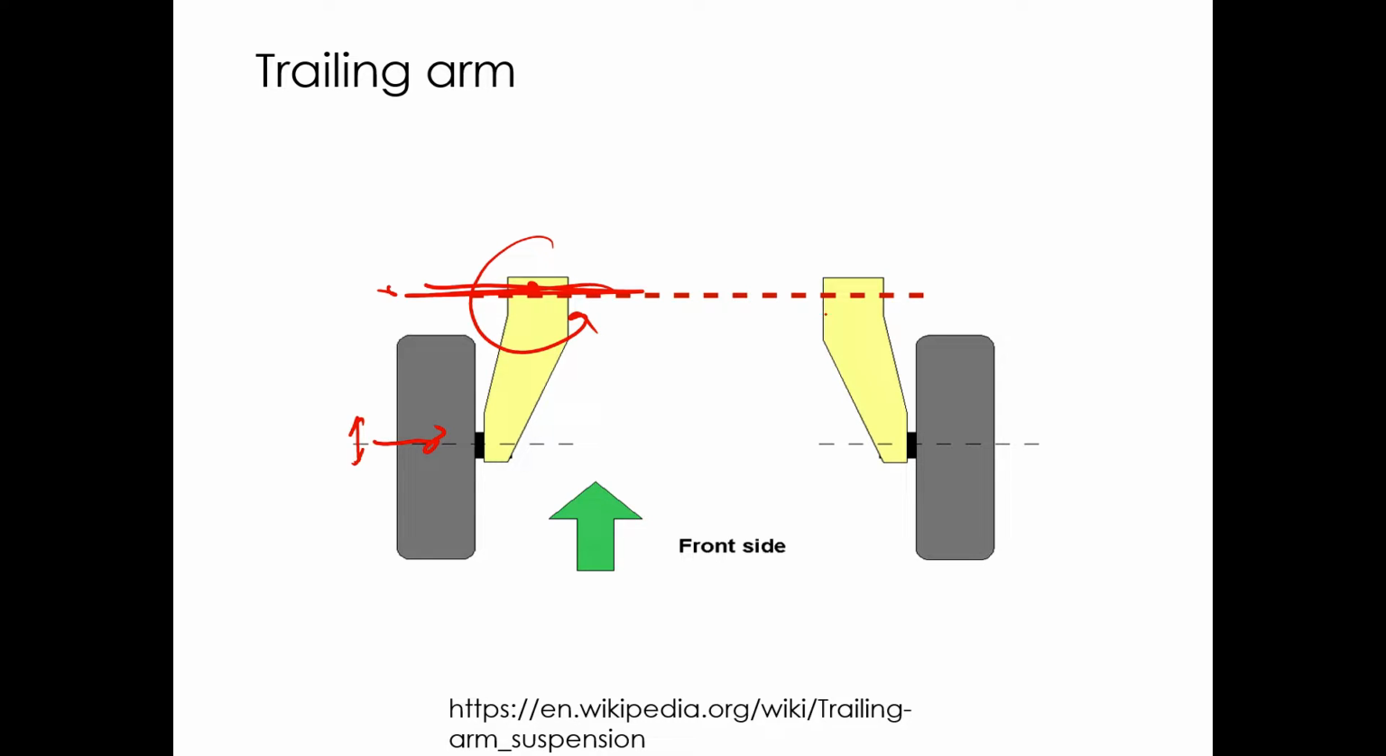They use really long ones. The longer they are, the better they are in general, because the wheels don't move as much forward and backward as they bump up and down. But that bending moment gets worse.